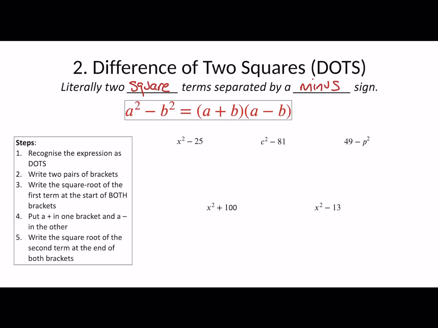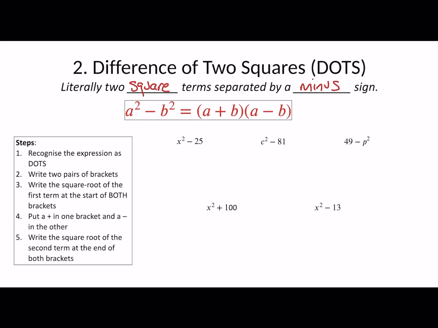You can see in the box there, I've written the whole thing: a squared minus b squared equals brackets a plus b, brackets a minus b. If you want to work it out and prove it, feel free, knock yourself out, go and expand those brackets, and you'll see that you get back to a squared minus b squared. All we're looking for are 2 squared terms separated by a minus sign.